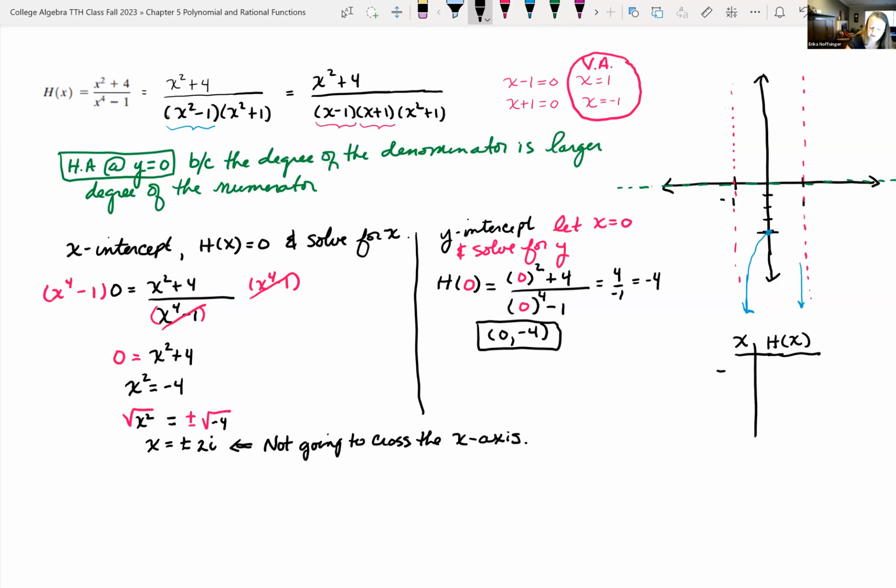So how about -2? Let's go back up, and in our original function, let's plug in -2 wherever we see an x. Doing so, I have an x squared, so -2 squared plus 4, all over, I have x to the 4th, so -2 raised to the 4th, minus 1.